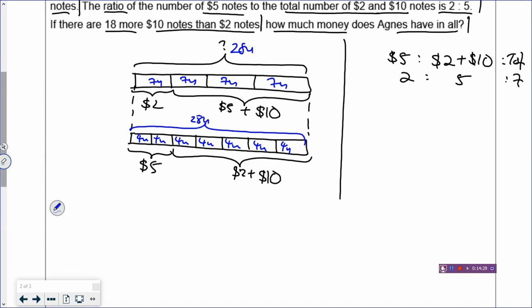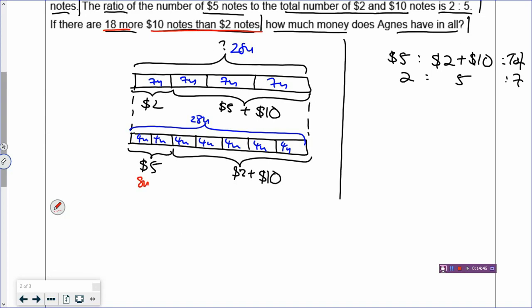Okay, so once you're done, you can go back to the model, go back to the problem, and then you can see there are 18 more $10 notes than $2 notes. So where are your $10 notes? Okay, so can we find how many units of $10 notes? Yes, we can.